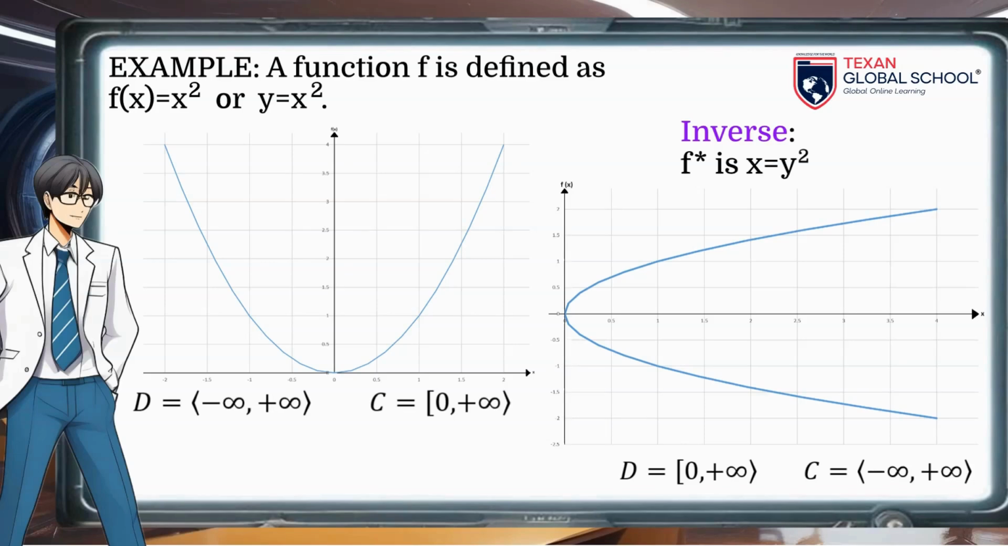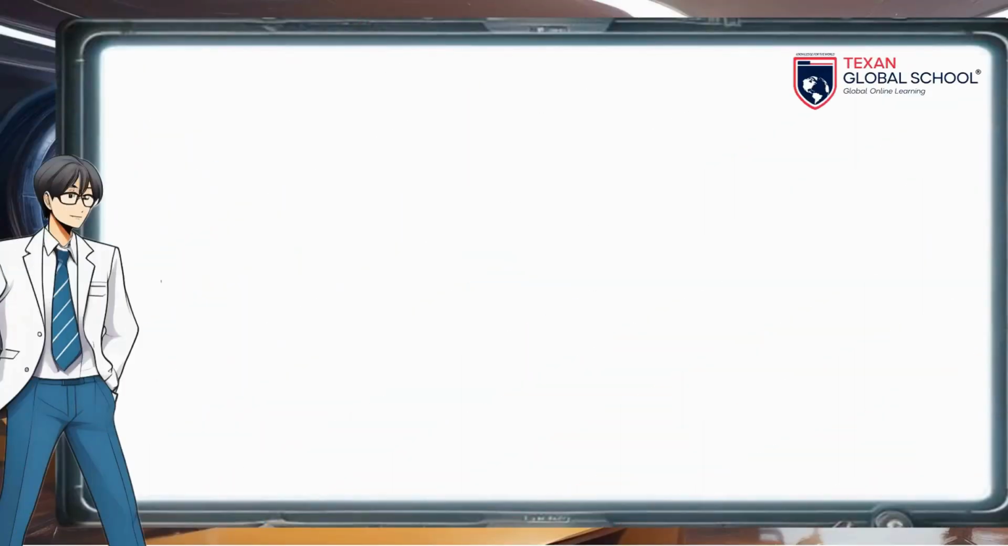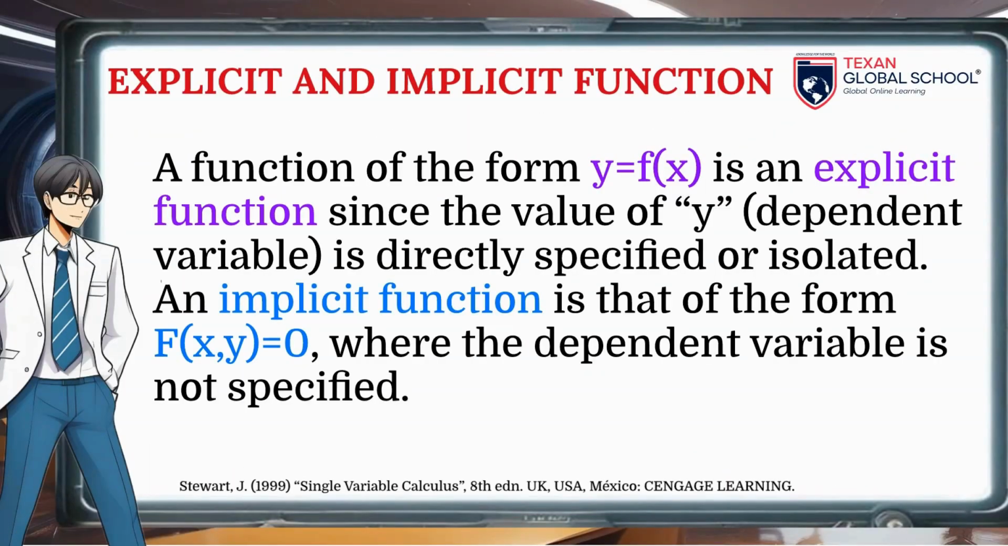We can see that the inverse is not a function, since if we draw parallel lines to the y-axis, they touch more than one point on the graph. We conclude then that the inverse of a function will not necessarily be a function, as in this case, it is a relation only. Finally, a function of the form y equals f of x is an explicit function, since the value of y, or dependent variable, is specified or isolated.